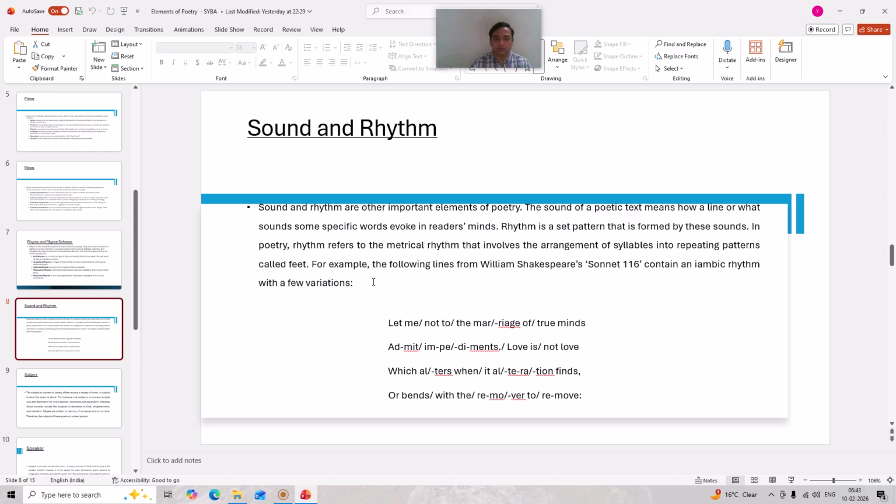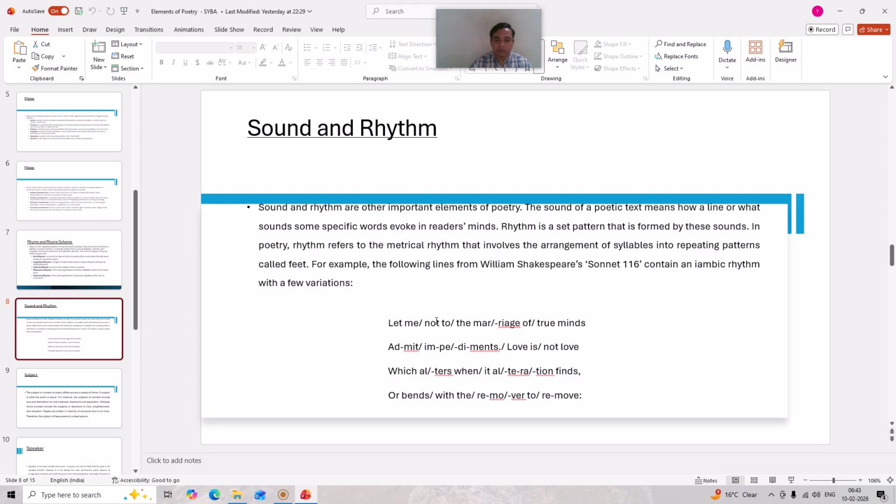For example, the following lines from William Shakespeare's sonnet number 116 contain an iambic rhythm with few variations. Let me not to the marriage of true minds admit impediments. Love is not love, which alters when it alteration finds, or bends with the remover to remove.